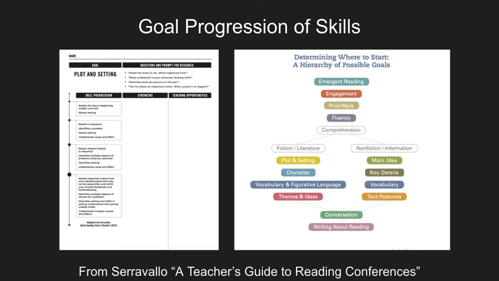If you're really into this idea of reading conferring, Serravallo has a book called A Teacher's Guide to Reading Conferences. And we've talked about this hierarchy here on the right in Understanding Texts and Readers. In A Teacher's Guide to Reading Conferences, she also has each of those goals from the hierarchy chart broken down into what that progression looks like from emergent reader to transitional reader to independent reader.